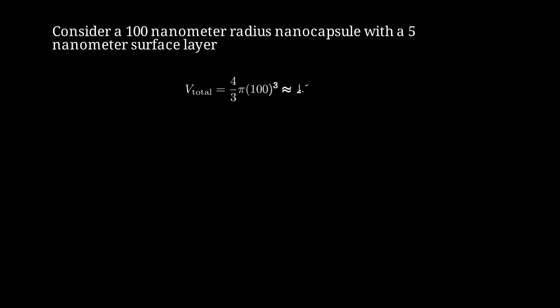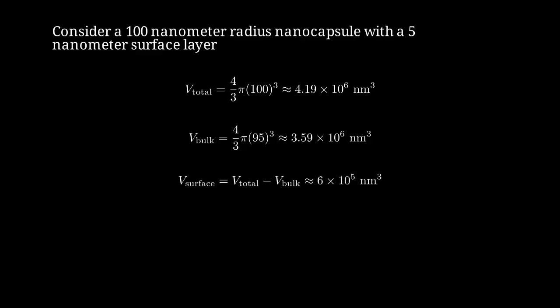The total volume is 4/3 pi times 100 cubed, about 4.19 million cubic nanometers. The bulk interior volume, excluding the surface layer, is 4/3 pi times 95 cubed, about 3.59 million cubic nanometers. The surface layer volume is the difference, about 600,000 cubic nanometers. That means 14% of all molecules are in the surface layer. In a macroscopic capsule, this would be less than 0.01%.